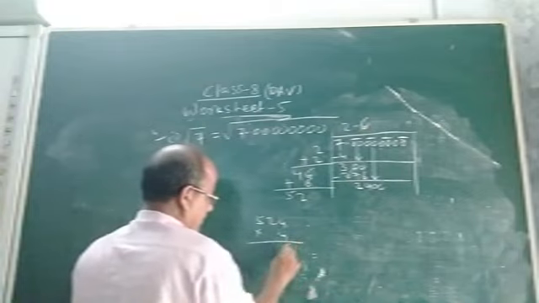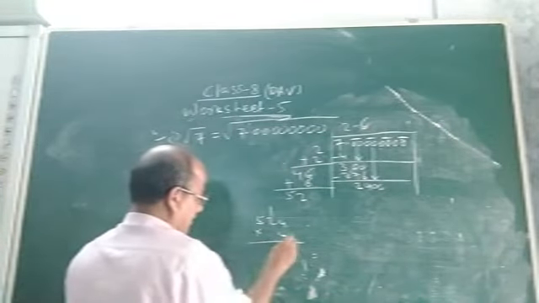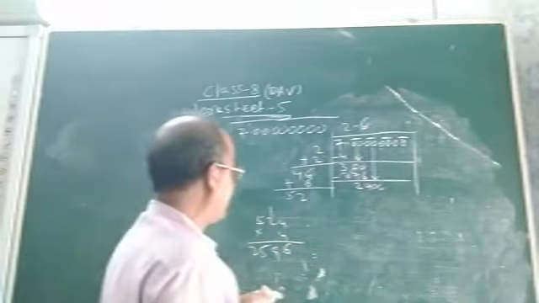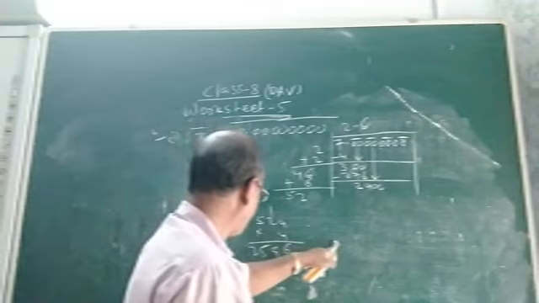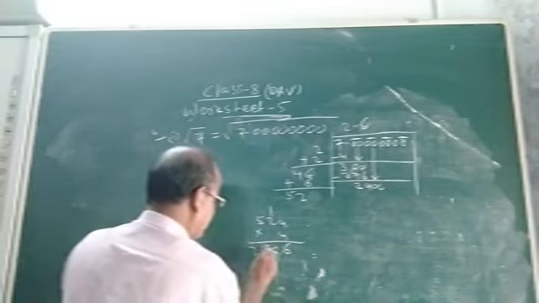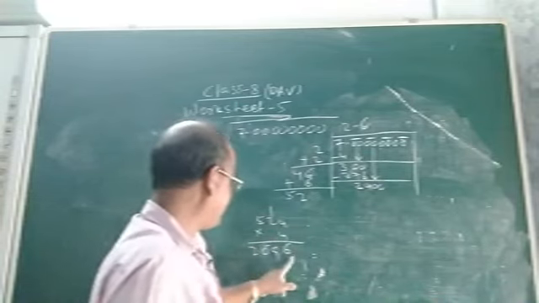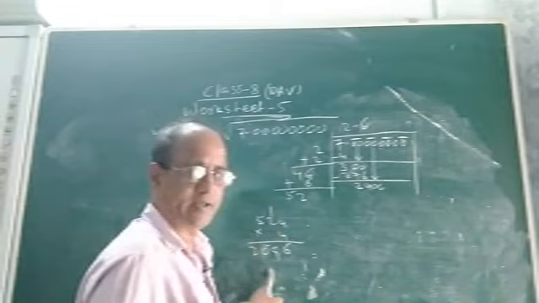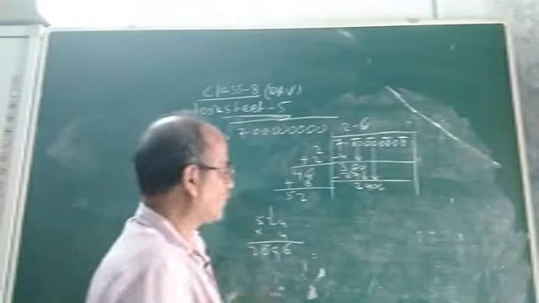4, 4, 16. Carry 1. Again it is becoming more. You see. 524. 4, 4 is 16. Carry 1. 4, 2 is 8 plus 1, 9. 4, 5 is 20. Yes, it is less. We have to take 4, okay.